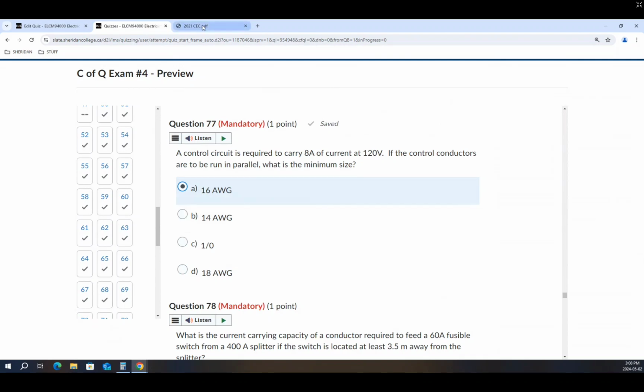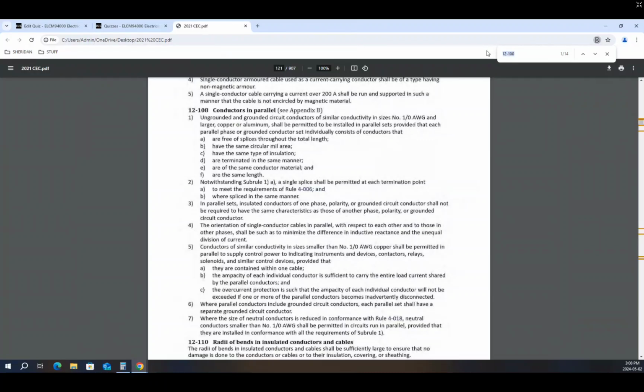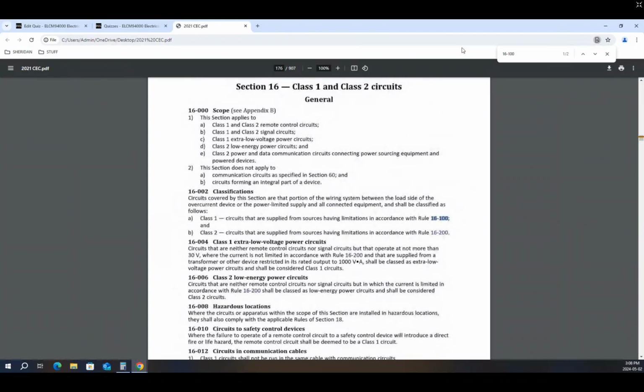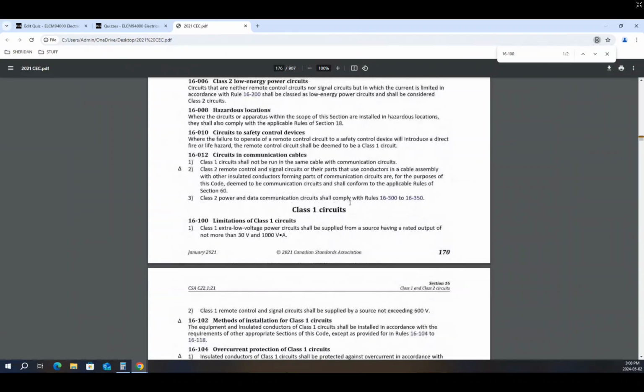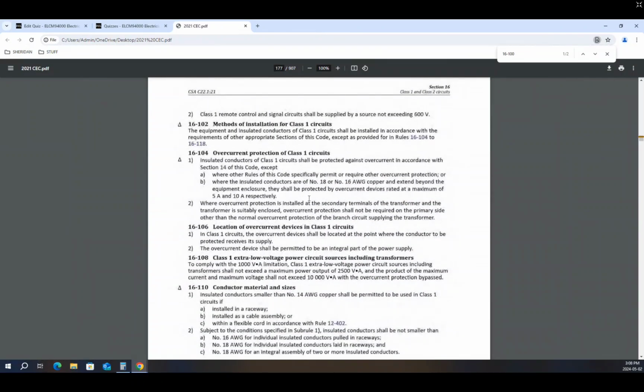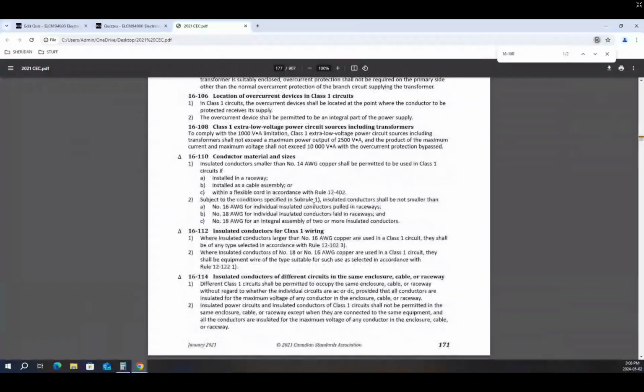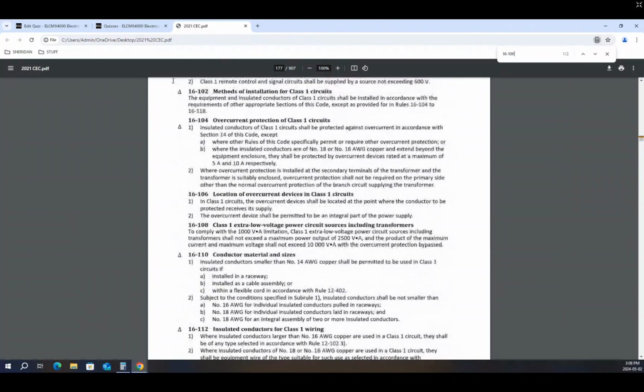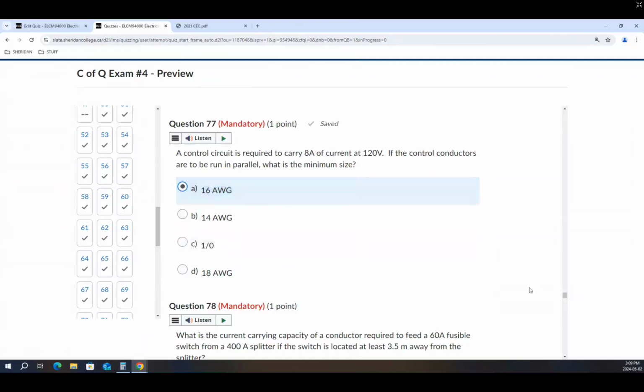What else have we got here? Where else can we look? Okay. I'm not sure. I'm not sure of this one. I'm going to go with 16.